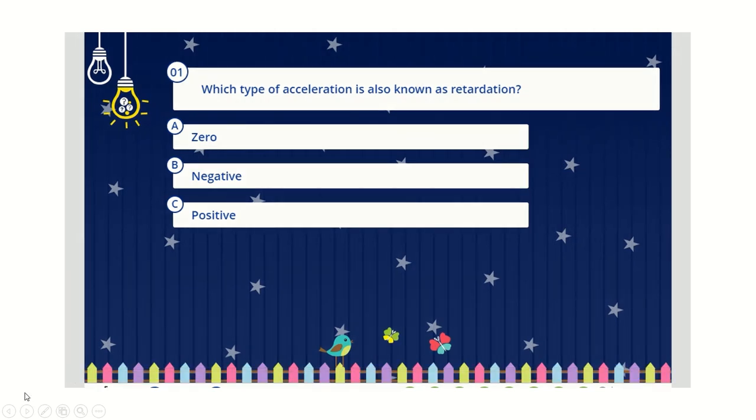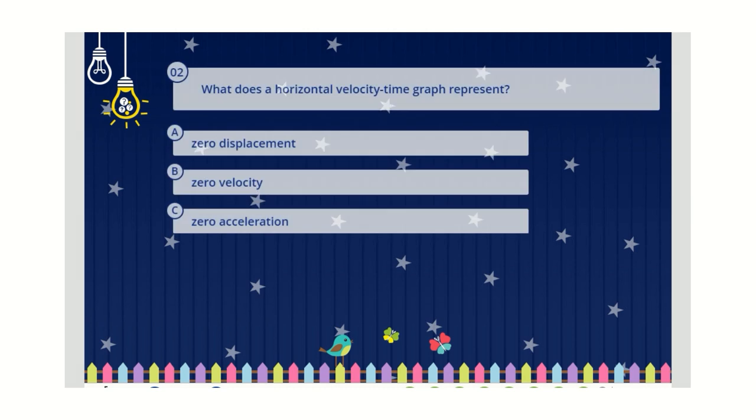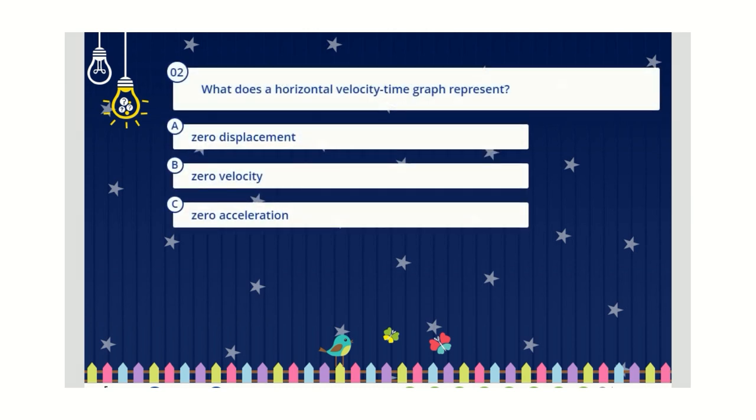Which type of acceleration is known as retardation? And the options are 0, negative, positive. What does a horizontal velocity time graph represent? 0 displacement, 0 velocity, 0 acceleration.